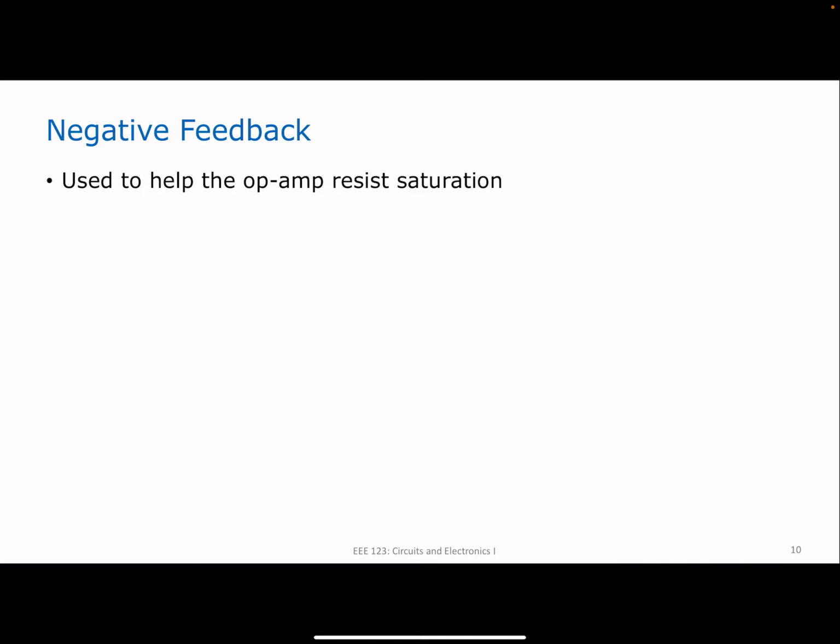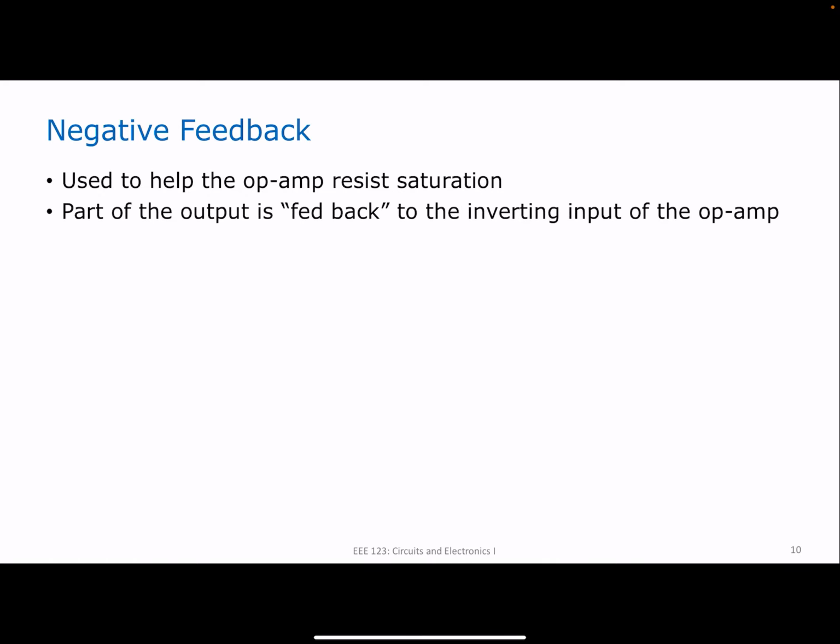So we need to devise a scheme whereby the op-amp will not immediately saturate. And what we do is we apply feedback. Feedback, in particular negative feedback, is used to help the op-amp resist saturation. So how is this done? Part of the output is fed back to the inverting input of the op-amp. We sample the output and maybe through a resistor feed the sample back to the inverting input of the op-amp.